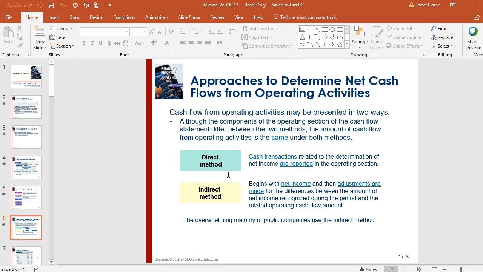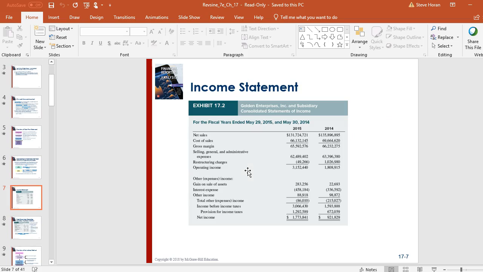So I mentioned the direct versus indirect method. We're going to focus on the indirect method, and we know it's indirect when we start out with the net income on the cash flow from operations. So here, and then of course is an income statement. We all know what that looks like. You can see the net income number at the bottom for two different years here, 15 and 14.